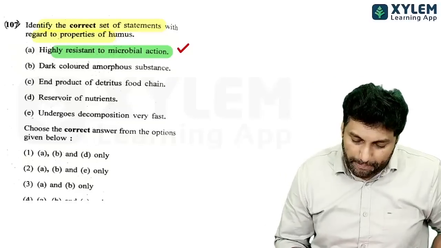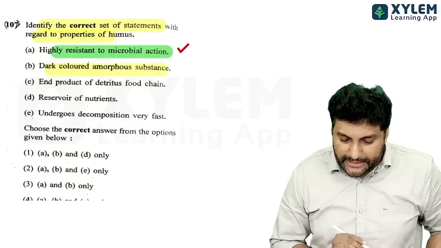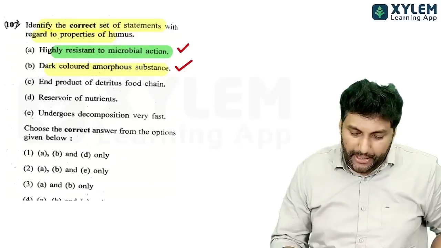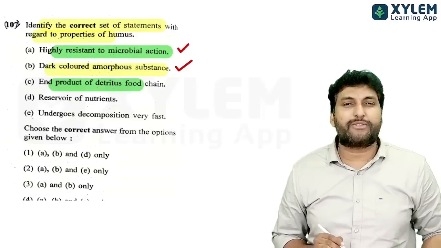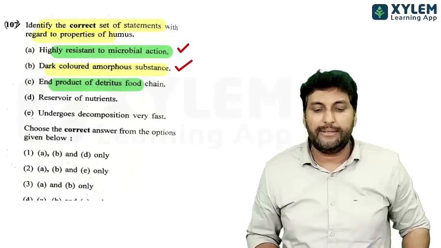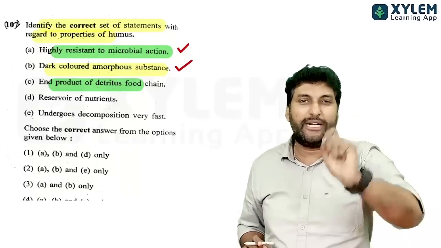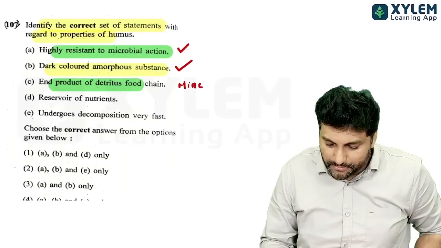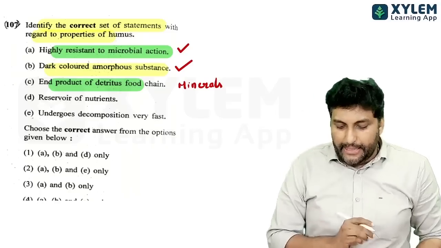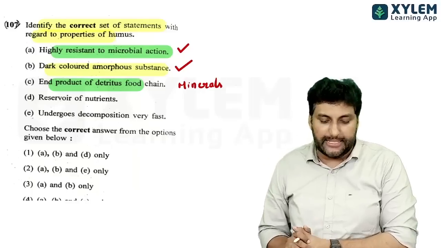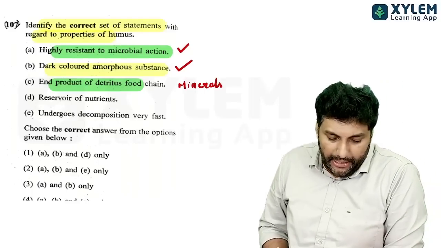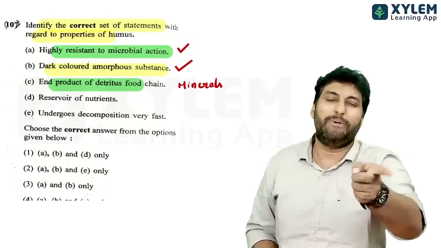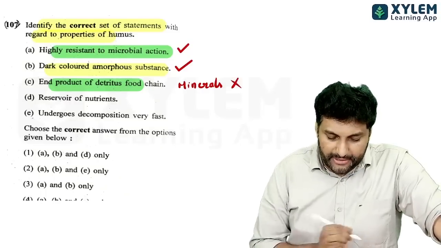Let's move to the second one. Dark colored amorphous substance. That is also a correct statement. Let's move to C. C says end product of detritus food chain. That is a mistake. Actually, the end product of the detritus food chain is minerals. The end product comes through mineralization, and detritus comes just before it. So this is a wrong statement.